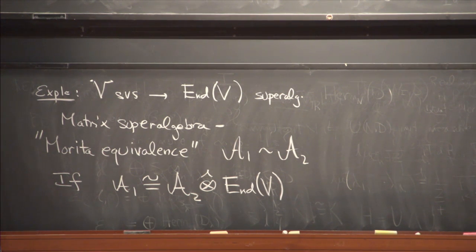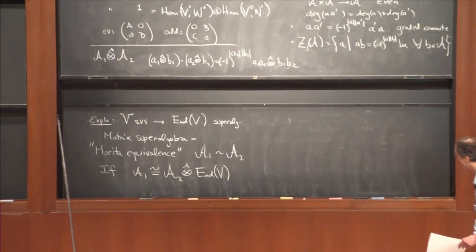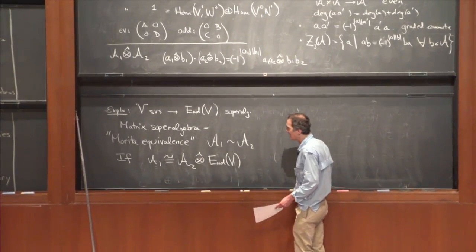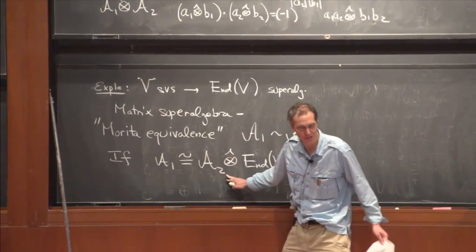Question: if one is a matrix superalgebra over the other, can you make any statement about A2 being a matrix superalgebra? No. The equivalence is that either one, that A1 or A2 goes this way.